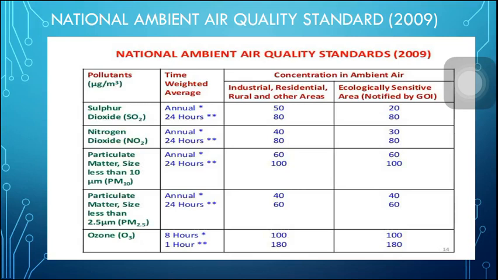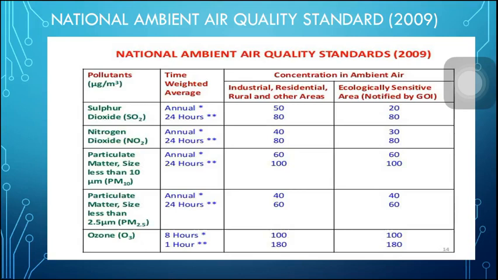Before this revision of 2009, 4 parameters such as SPM, SO2, CO and NOx were prescribed. After the 2009 revision, more parameters have been added, which are: particulate matter of size less than 2.5 micrometer, ammonia, benzene, arsenic, nickel, etc. The table below shows the National Ambient Air Quality Standards based on Category 1 and Category 2.